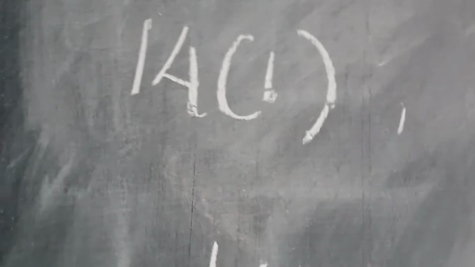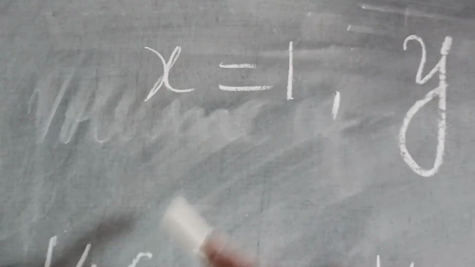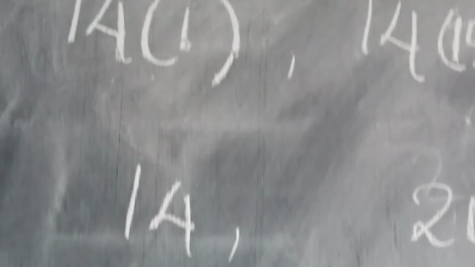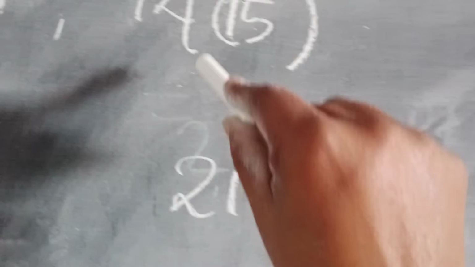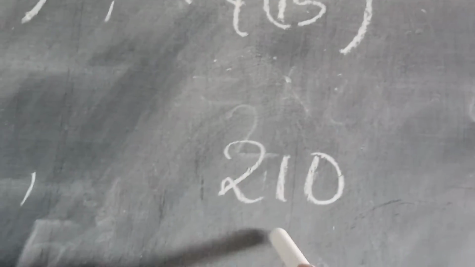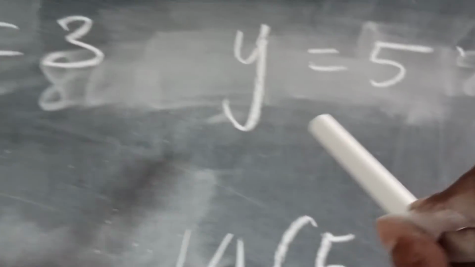Now we already have the numbers 14x and 14y. Instead of x we substitute this value, so 14 into 1, 14 we write. Here 14 into y, where y is 15, we get 210. When you multiply both we get 210. So one pair we got. Second, you see here: x equal to 3, y equal to 5.